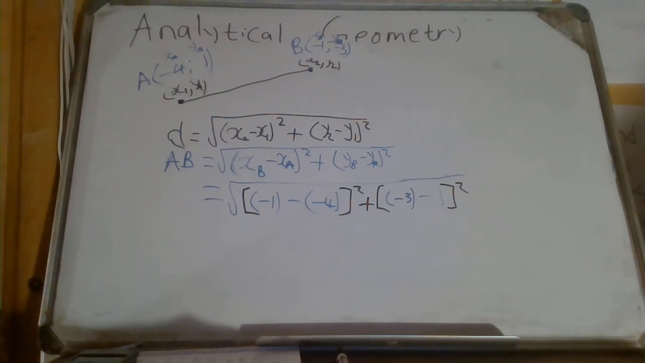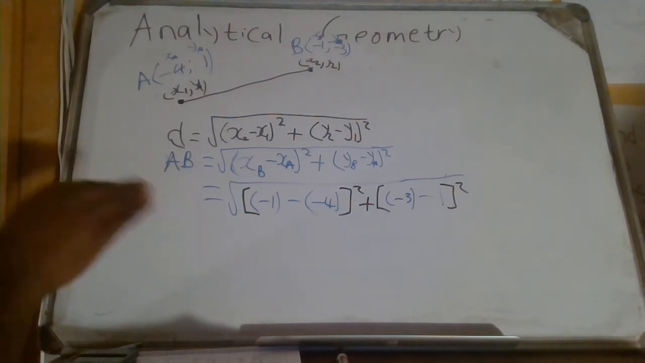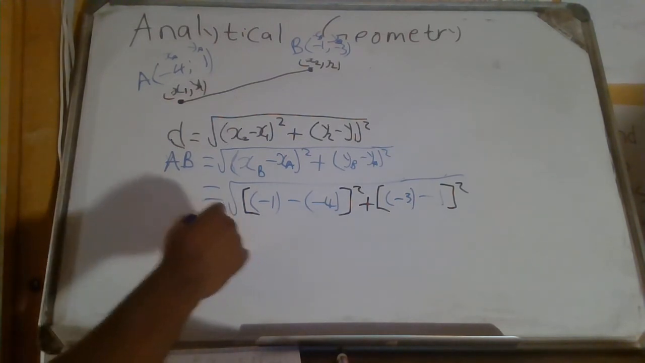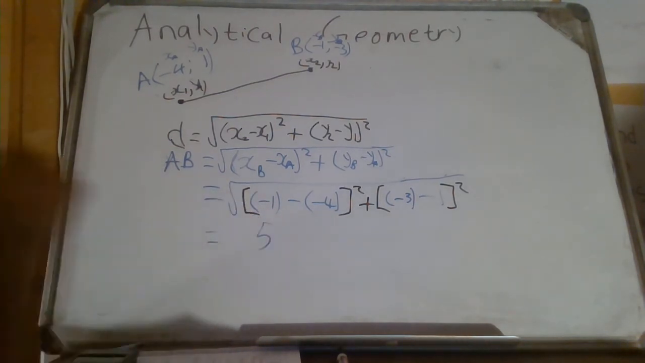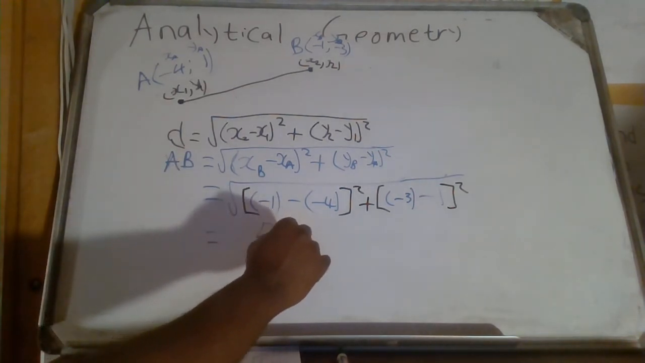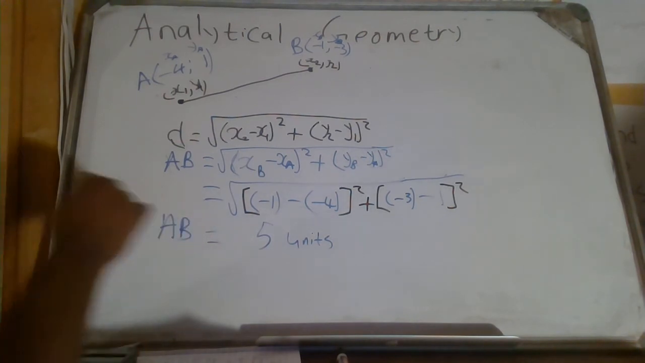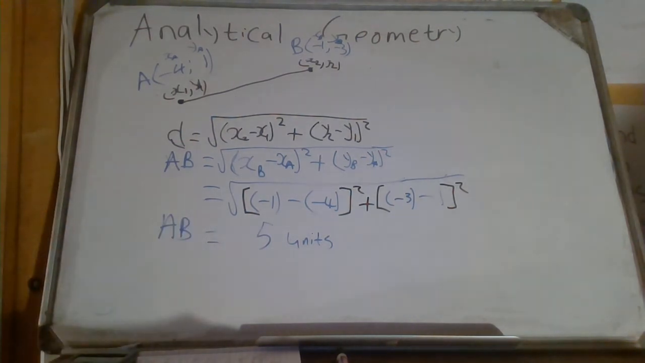So ladies and gentlemen, now listen to me very properly. Put this thing in a calculator exactly like this. The brackets, just put normal brackets, they will actually turn themselves into a different kind of brackets. When you do that, you will then get something like this. You will get 5, and those 5 are 5 units. So AB, distance between A and B is what?